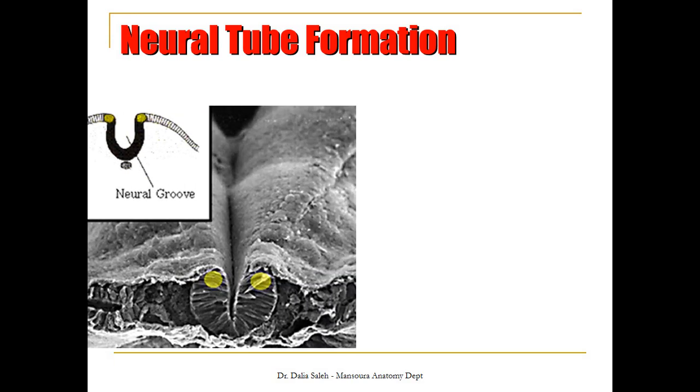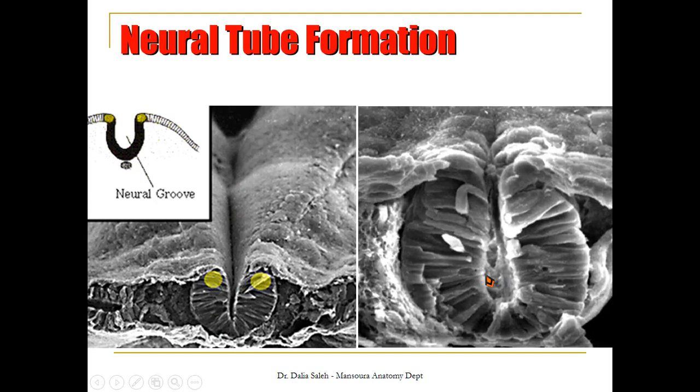In these electron microscopic pictures, you can see the shape of the neural groove here, and these yellow dots represent the area of the neural folds here. So this is the neural groove. You can see it here, and these are the neural folds, which now approximate to each other and are about to close.